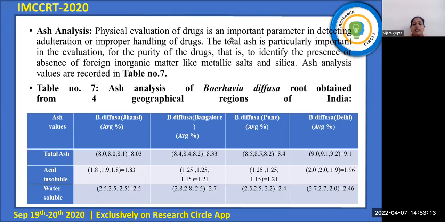In this, total ash, the average percentage: in Jhansi region 8.03, in Bangalore region 8.33, in Pune region 8.4, and in Delhi region 9.1. Maximum in Delhi region and minimum in Jhansi region. Acid insoluble: 1.83 in Jhansi region, 1.21 in Bangalore region, 1.21 in Pune region, and 1.96 in Delhi region. When we compare, the Delhi region is higher as compared to the Bangalore and Pune regions. Water soluble: 2.5 in Jhansi region, 2.7 in Bangalore region, 2.4 in Pune region, and 2.46 in Delhi region. So the minimum is 2.4 in Pune region and the highest is 2.7 in Bangalore region.